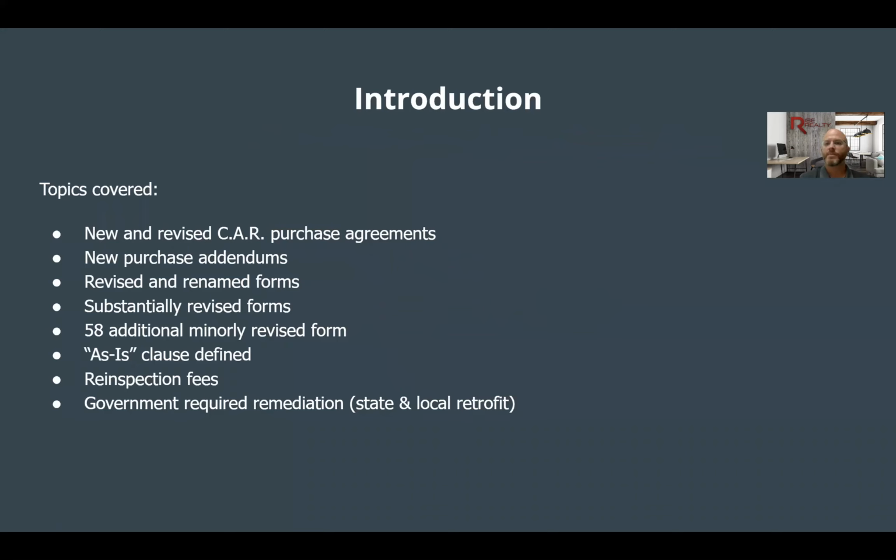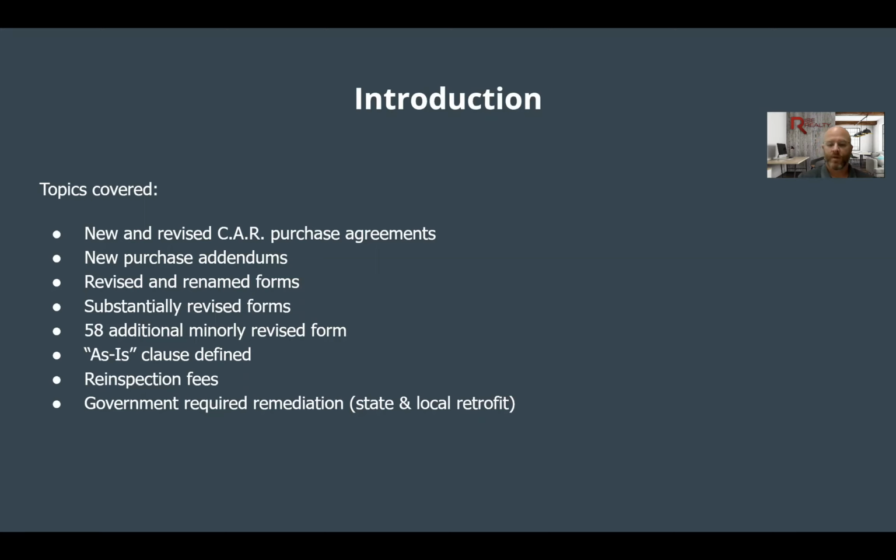So some topics we're going to cover today. All of the purchase agreements that have been changed. We're not going to cover all of them, but I'm going to let you know which ones have been changed. New purchase addendums. Again, we're not getting into those today. I'm going to show you which ones have been changed. Revised and renamed forms, substantially revised forms. There are 58 additional revised forms out there. The as-is clause defined, reinspection fees, and government required remediation, so the state and local retrofit.